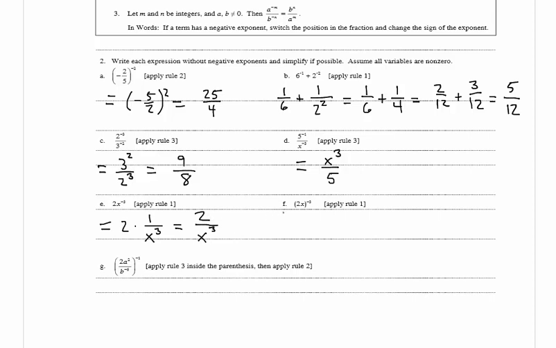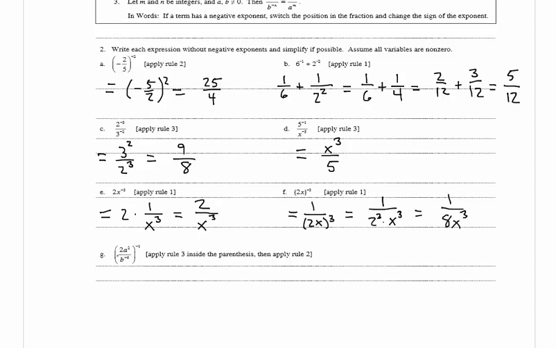In F, we have 2x in parentheses, all raised to the negative cubed. And the parentheses is what makes this problem a little bit different than E. In E, the 2 was not raised to the negative third power. It was just a coefficient out in front of our variable. Now our coefficient is also raised to the negative third power. So we're going to write this as 1 over 2x cubed, and 2x cubed could be written as 2 cubed times x cubed, or 1 over 8x cubed.